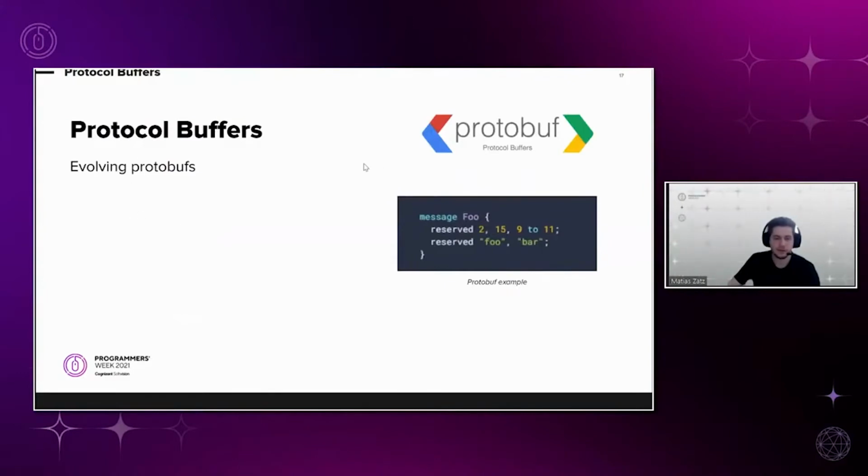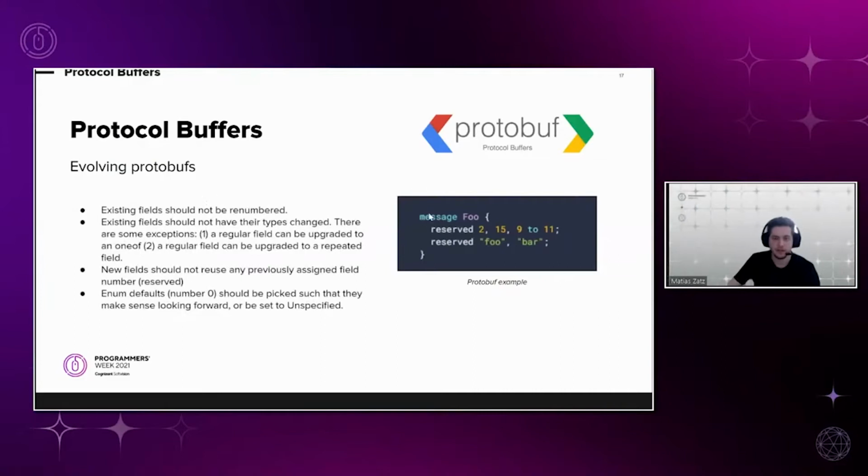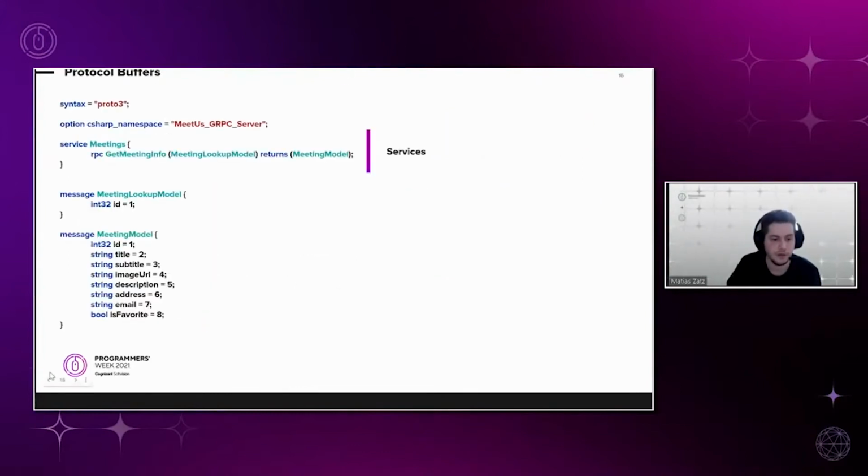So evolving protobufs is kind of tricky when you do it because you want to do it right, so you don't introduce any breaking changes. As I said, existing fields shouldn't be renumbered. You also shouldn't use a number that was previously used by another field. Let's say from this example, we need to remove subtitle. I can just keep 1, 2, and 3 reserved. The number 3 will remain reserved. So this doesn't introduce any breaking change to existing code or existing clients.